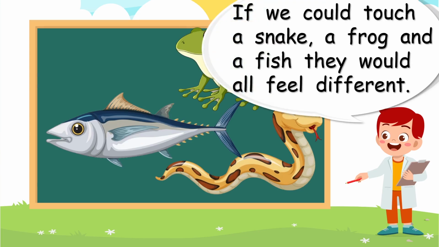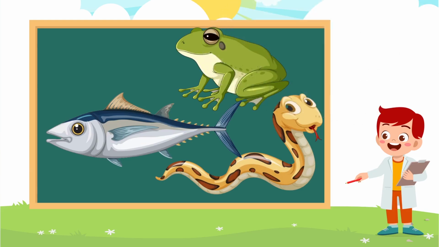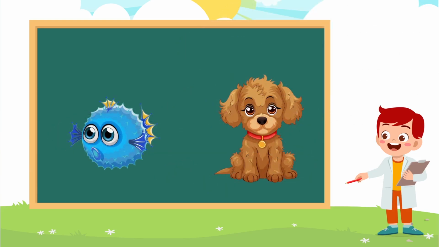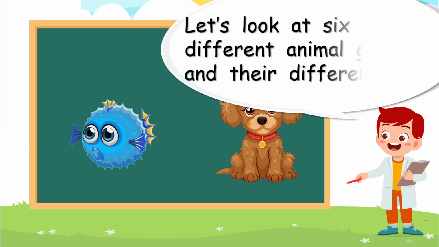And if we could touch a snake, a frog, and a fish, they would all feel different. But different in what way? Well, that's what we're going to look at today. The different skins. They would feel very, very different, wouldn't they? So, let's look at 6 different animal groups and their different skins.